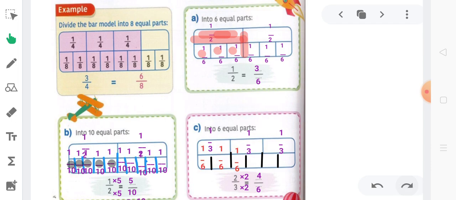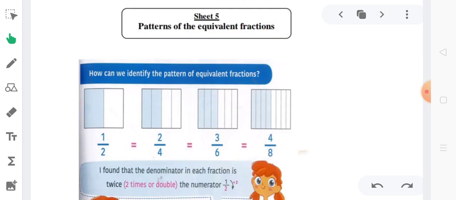1/6, 2/6, 3/6, 4/6. Yes. 5/6, 6/6. So the 2/3 is equivalent to 4/6. 1, 2, 3, and 4. See the next? Okay.